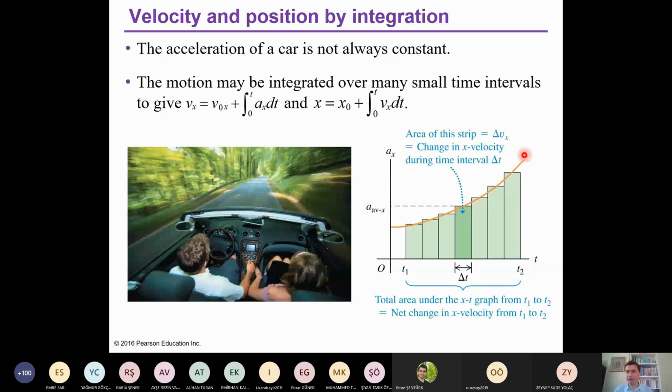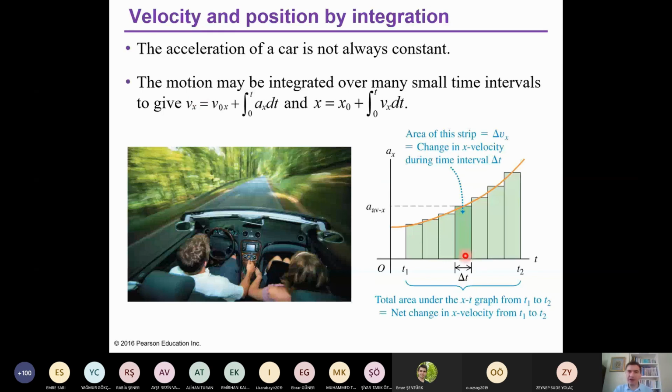So what do you see here? Acceleration versus time. Let's consider that you have chosen a very short time, delta t here, and this is a. So a times delta t will give you the velocity, okay? Velocity here, velocity here, velocity here, velocity here. You have different velocities for each time interval. And in order to get the final velocity, you have to integrate this area, okay?